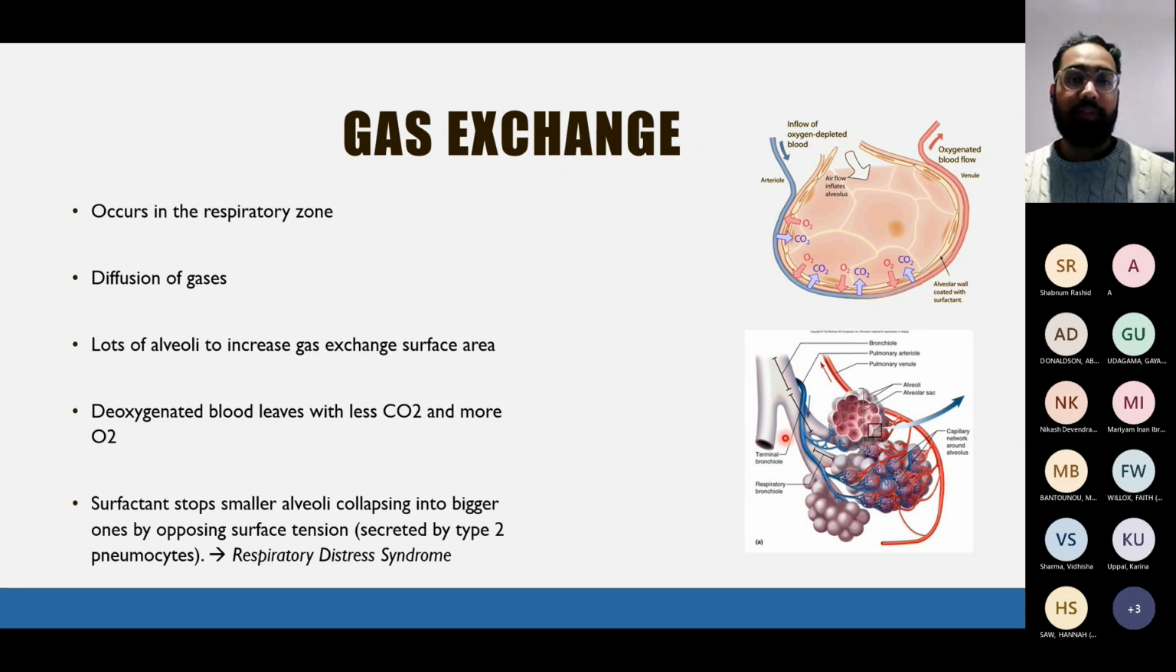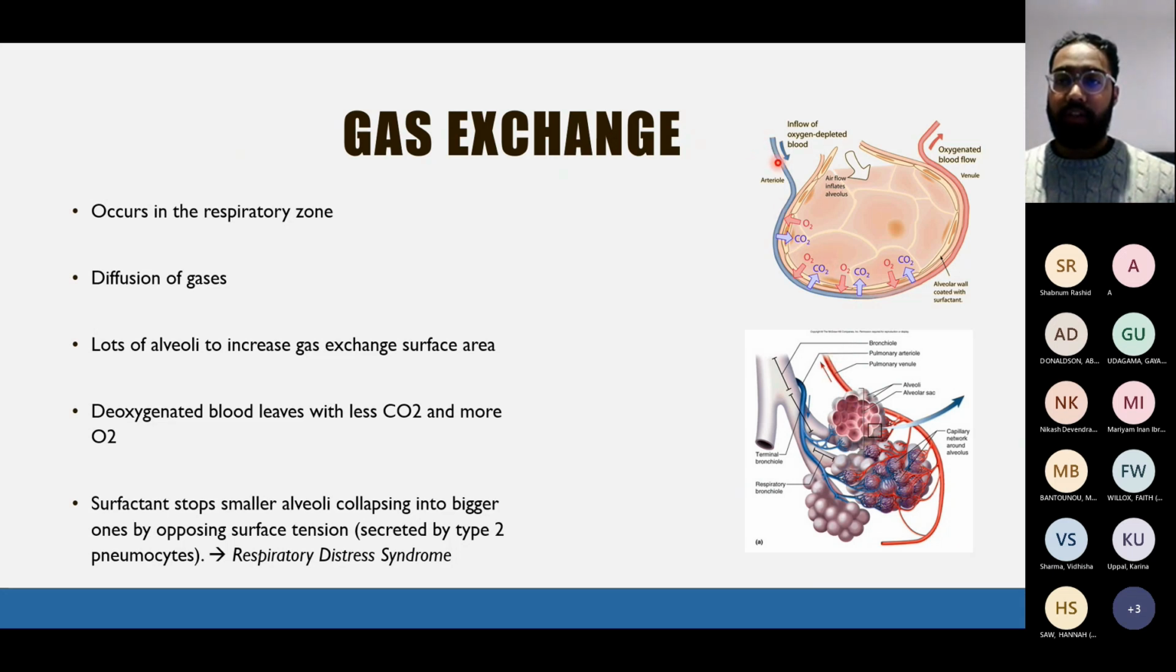So now, covering the physiology of gas exchange. It happens in the respiratory zones, like we talked about before, those last three bits in the lung anatomy. And when you get down to the very end, this is zoomed in on one alveolar sac. So you have all these alveoli, these grape-like structures, and there's loads of small ones to increase the surface area for gas exchange. And when you zoom in on just one of these, this is what it looks like.